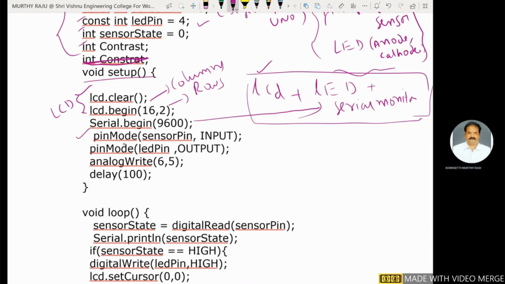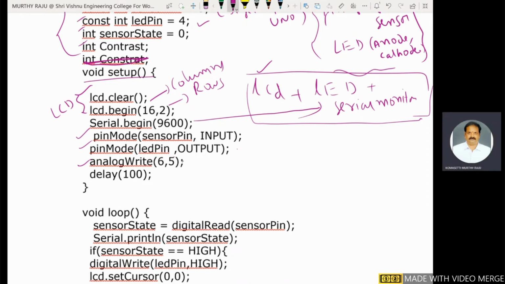Pin mode sensor pin, declaration of the sensor pin as the input pin. Pin mode LED pin is the output. LED pin means anode. Pin mode sensor pin is input. Pin mode LED pin is the output. Analog write 6, 5, here we use some value, 90.